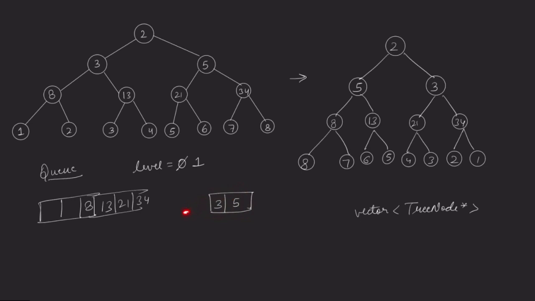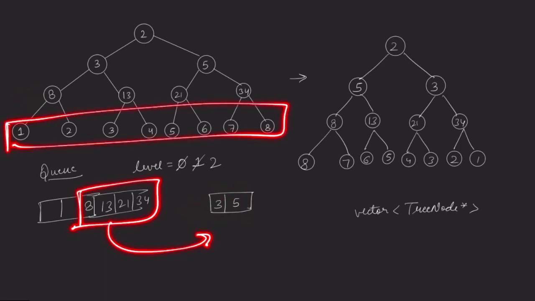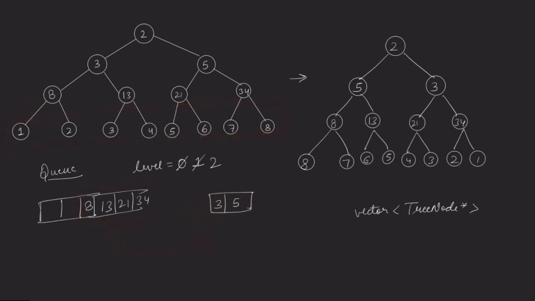Then you will be done at this level also. So you will increase your level by 1. Then you will go for the next level, that is level 2. All the nodes are present here. You will take all of them out. You will insert their child nodes into the queue and you will follow the same process until our queue becomes empty, right? Now, let's discuss how we are going to swap the nodes inside this vector.